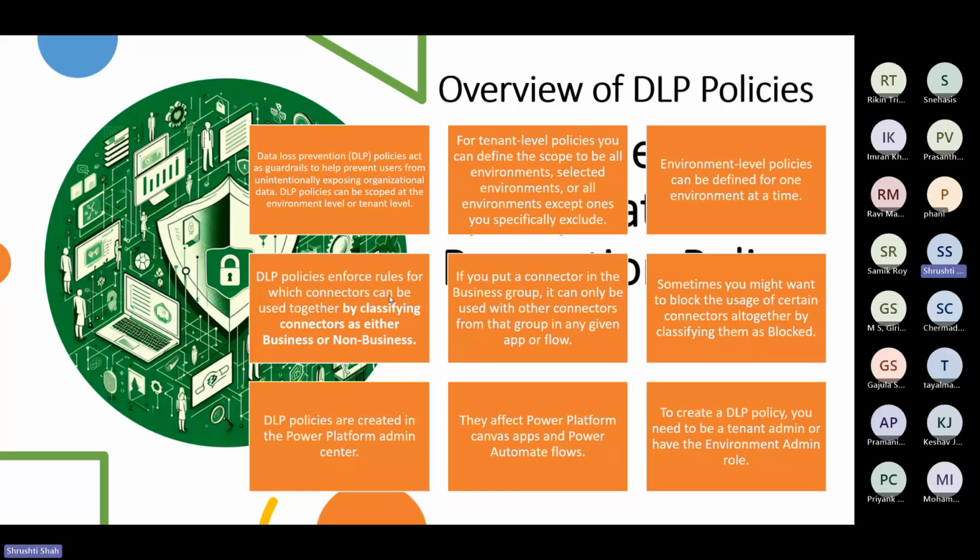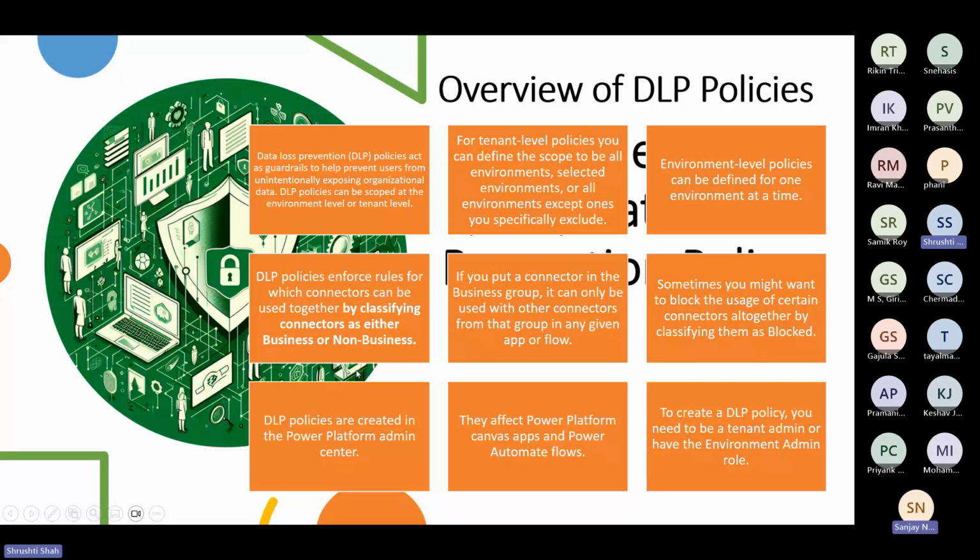And these can only be created in the Power Platform Admin Center. And there are two different levels you can create: one is tenant level and the other is environment level. So let's look at tenant level policies. You can define the scope to be for all the environments, for selected environments, or for all the environments except some, if you want to exclude some.